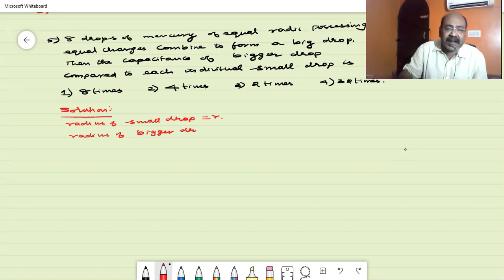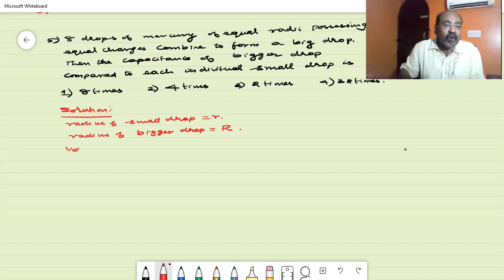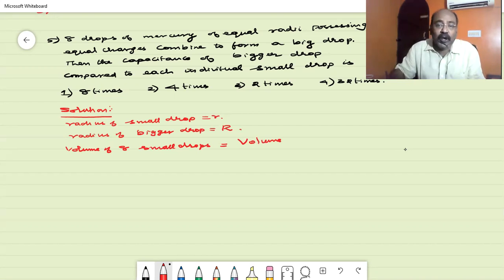When I am considering the radius of the bigger drop, let us consider it as capital R. The volume of the bigger drop is equal to the total volume of all the 8 drops. So I can write, volume of 8 small drops is equal to all that combined to form a bigger drop, the volume of the bigger drop.